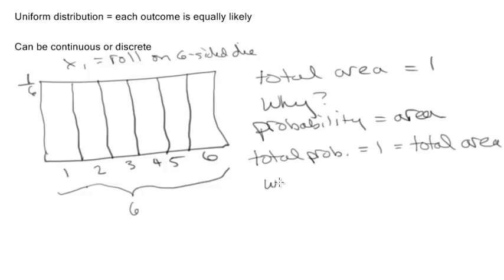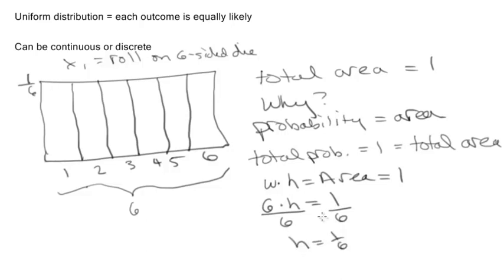Why is that true? Well, the width times the height is going to equal the area because it's a rectangle. See, that's why we're doing uniform distributions. And the area equals 1. And if the width equals 6, and if I multiply that by the height and get 1, well, now it's algebra just to figure out what the height is. I'll divide both sides by 6. So the height is 1/6.